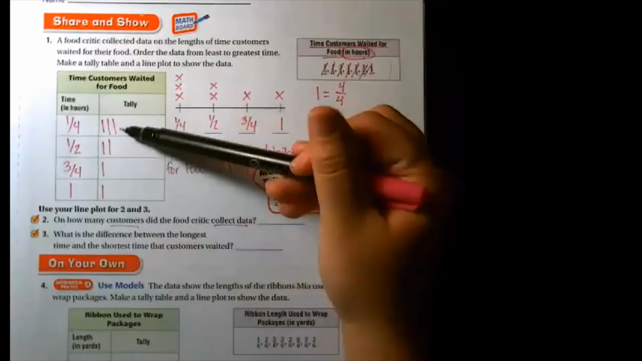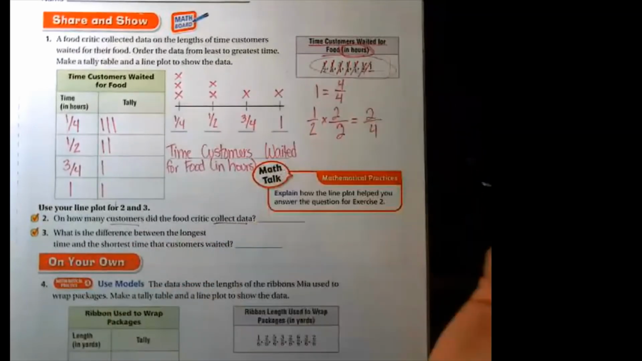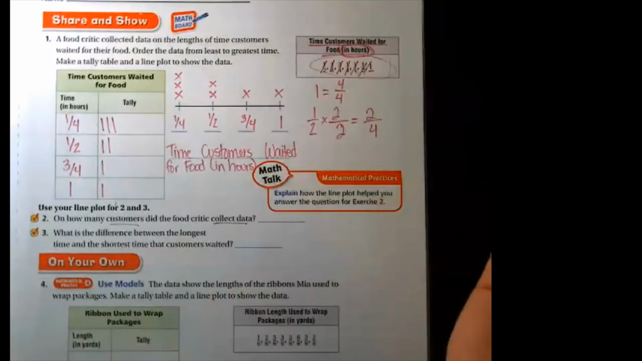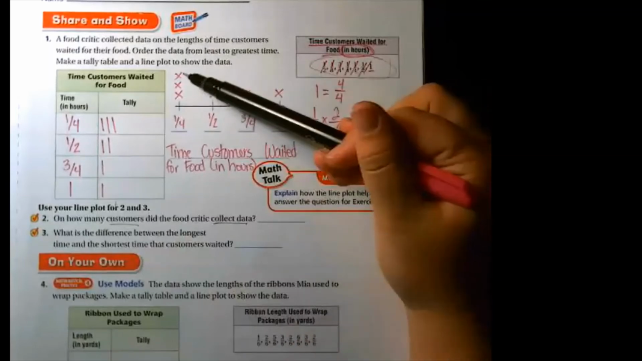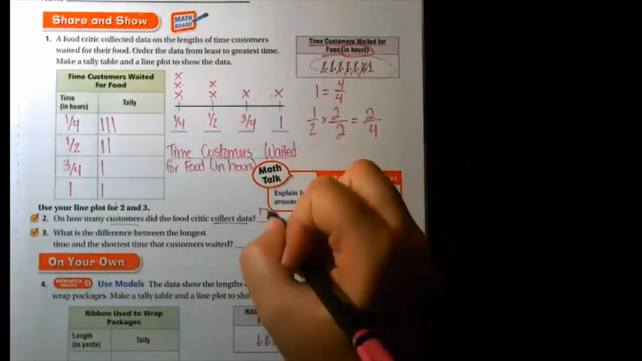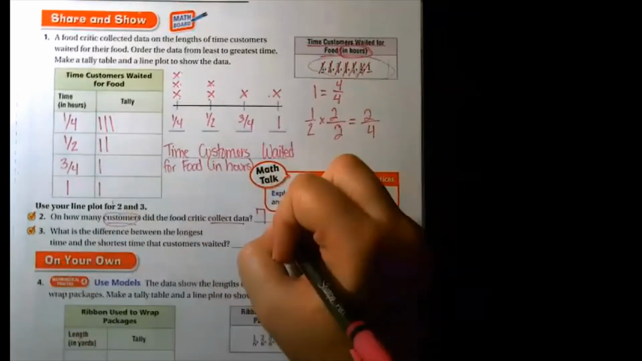So I could count up the tallies, I could count up the X's, or I could count up the numbers in the box here. Any of those 3 ways would work. I find it easier to count the X's once I've made them, but whatever is easier for you. Okay, so I would add 1, 2, 3, 4, 5, 6, and 7. Don't forget to label. What are we talking about? We're talking about customers.